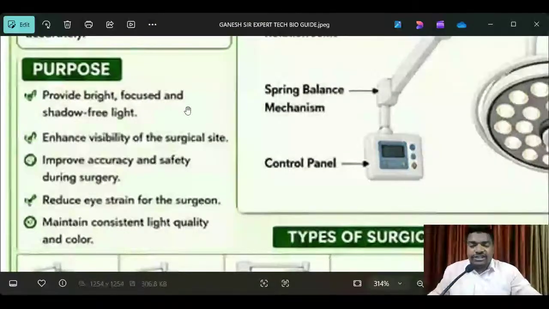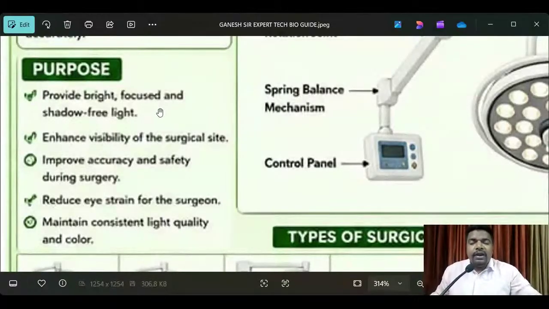See here, my dear engineers. Provide bright, focused, and shadow-free light. Have you got it? Next point, see here: enhance visibility of the surgical site. And third point, improve accuracy and safety during surgery, reduce eye strain for the surgeon, and maintain consistent light quality and color. Okay, these are very, very important.